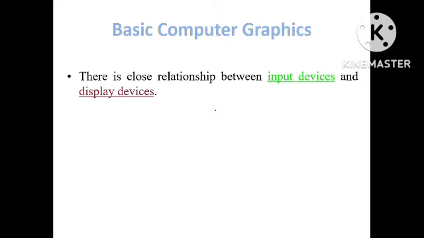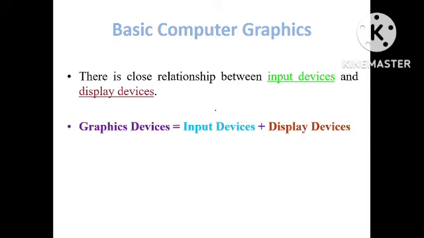So once you get any one component, it should work together with the relevant output components. So whichever input components we prefer, each and every input component must generate some display devices. So it is a close relation among computer graphics. So computer graphics devices are equivalent to your input device plus display devices.